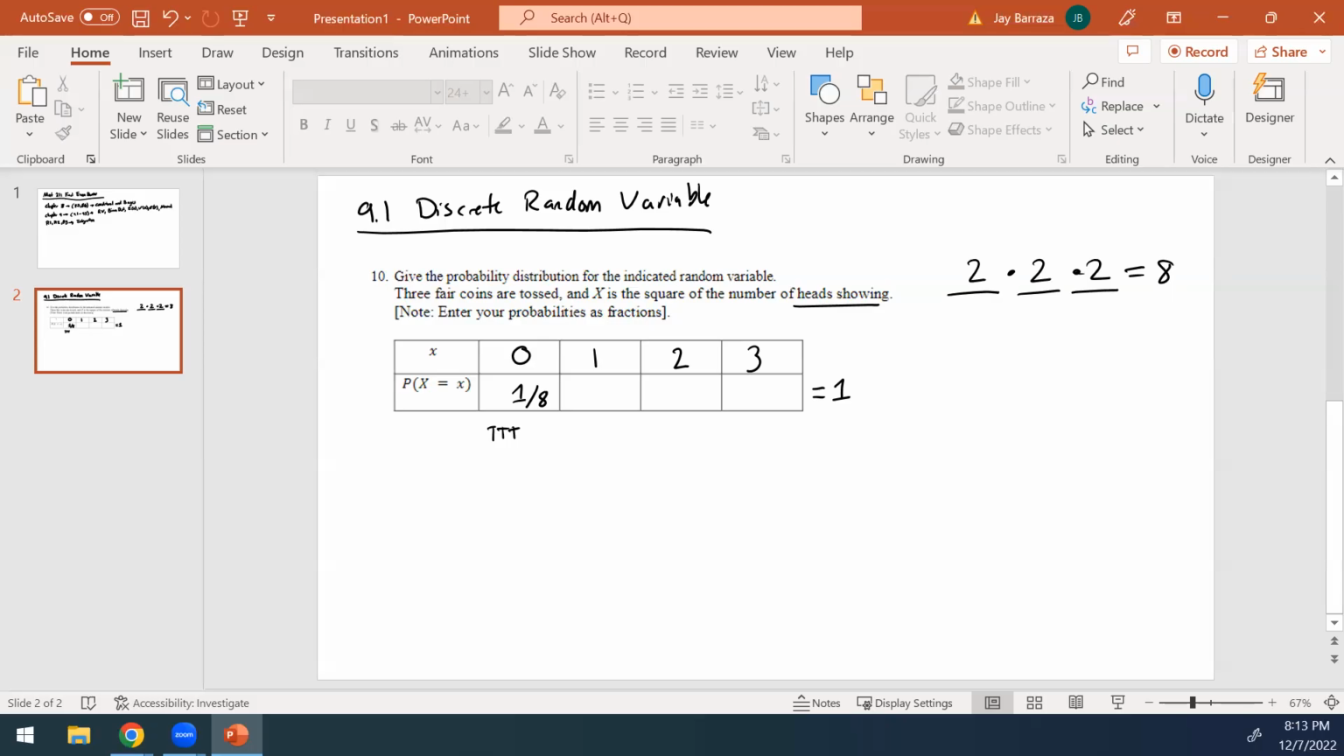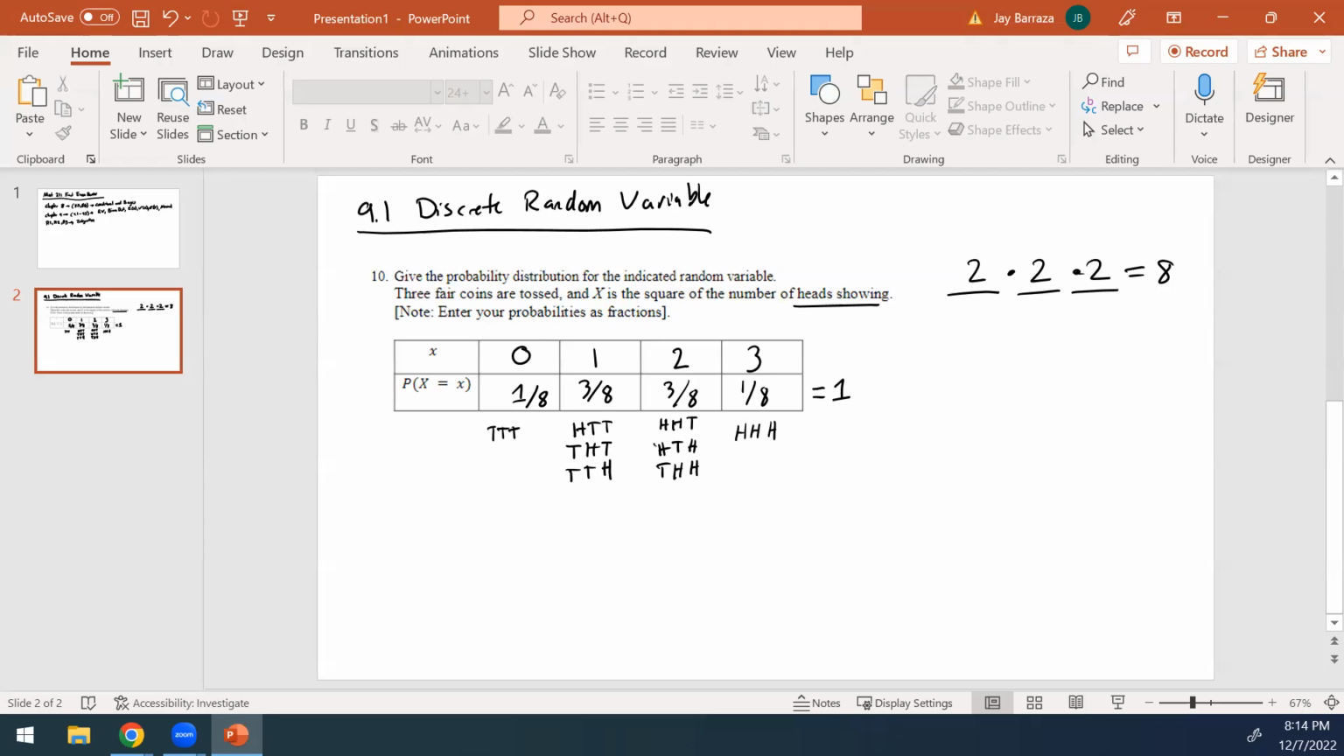So then I ask myself, okay, what about one head? Well, I can do heads, tails, tails; tails, heads, tails; tails, tails, heads, right? So that's 3 out of 8. For two heads I can do heads, heads, tails; heads, tails, heads; and then tails, heads, heads. So another 3 out of 8. And then this one is heads, heads, heads. So 1 out of 8. Are there any questions on how I got the probabilities? And if I add those all up, they do equal 1. So I have satisfied my probability distribution, right?